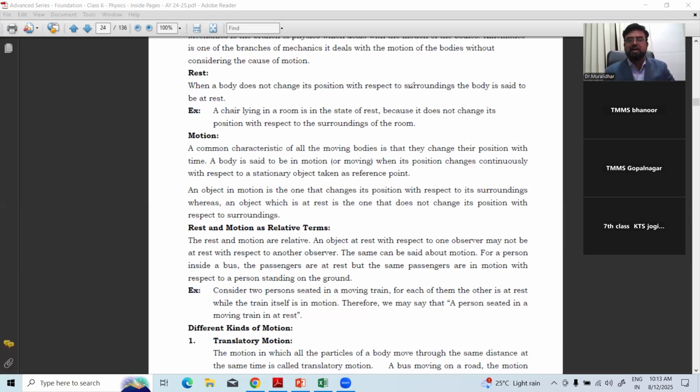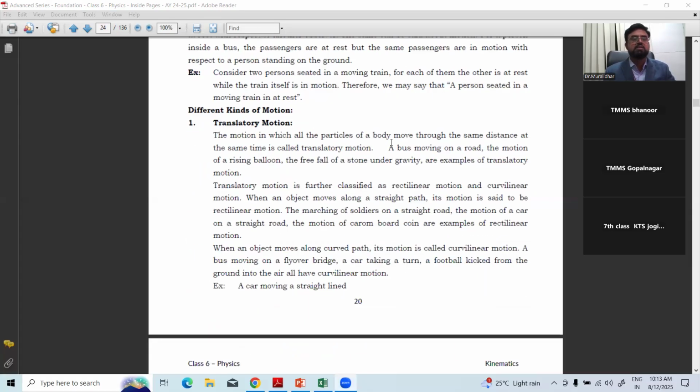It's completely kinematics. So rest, the first term in kinematics. When a body does not change its position with respect to time, then the body is said to be at rest. If a body changes its position from time to time, with respect to its surroundings, the body is said to be in motion. Both motion and rest are relative terms. They are very connected to each other. They are not independent, right?